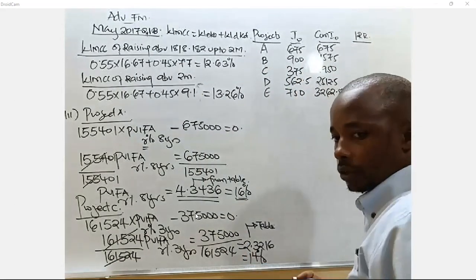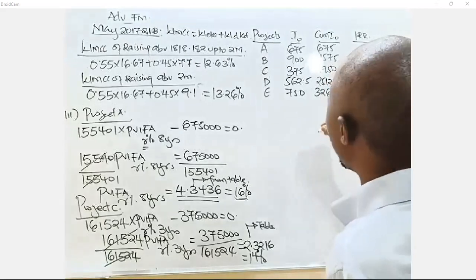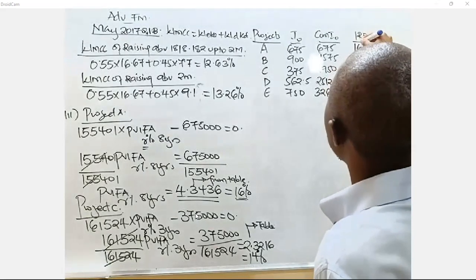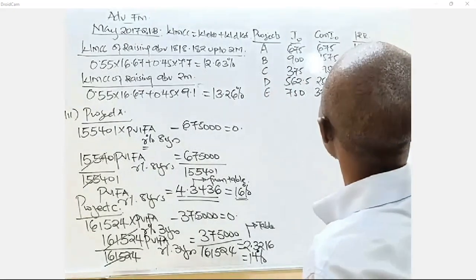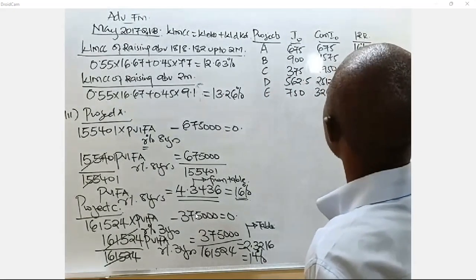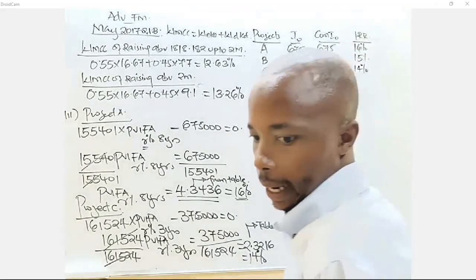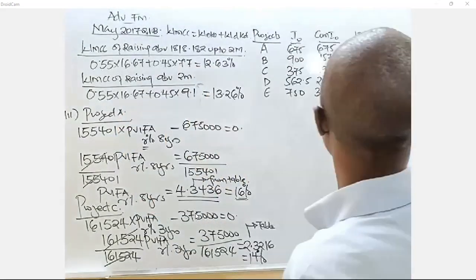Now, the internal rate of return of the first one, A, we have gotten 16%. The second one should be 15. The third one we get 14%. The other one, what do we get? The other ones are 12 and 11.